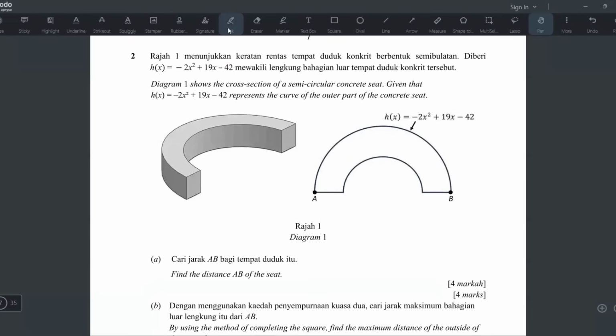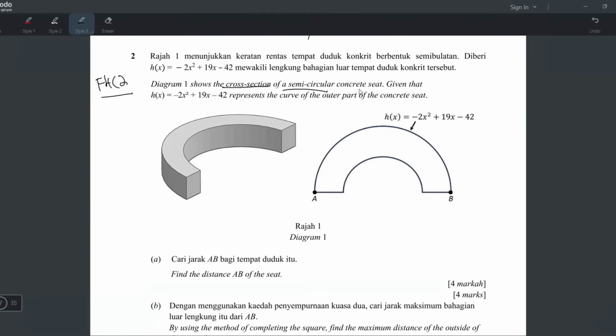Okay, number 2, what chapter is this? Okay, HX, I see quadratic. Okay, I think it's from 4, chapter 2, the quadratic function chapter. Okay, let's read the soalan. Diagram 1 shows the cross section of a semicircular concrete seat. So diagram 1, this is diagram 1.